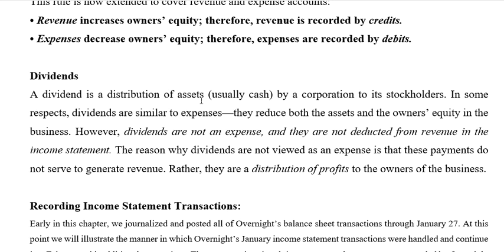Dividend is a distribution of an asset, meaning cash. The company earned the cash, but it will be distributed among the shareholders, and it shows a reducing balance. In some respects, dividends are similar to expenses because they reduce both assets and the owner equity in the business. If in a retained earnings account we have 100,000, but the owner withdraws 40 to 50,000, the cash will be decreased at that time.